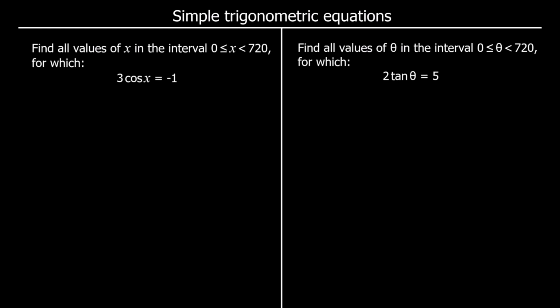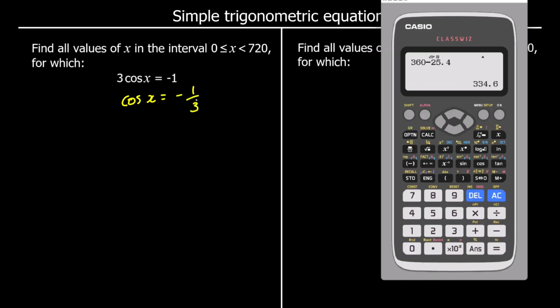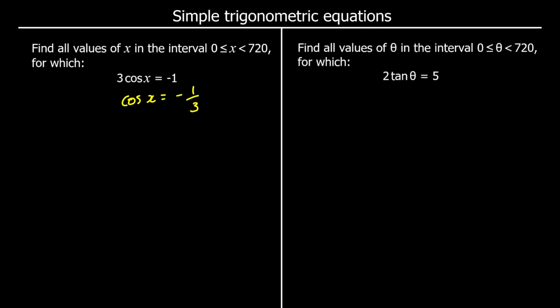Find all values of x in the interval 0 to 720, for which 3 cos x equals negative 1. So let's divide by 3 again to start with. So cos x is minus a third. Then shift cos, which is 109.5. We've got 109.5 degrees.